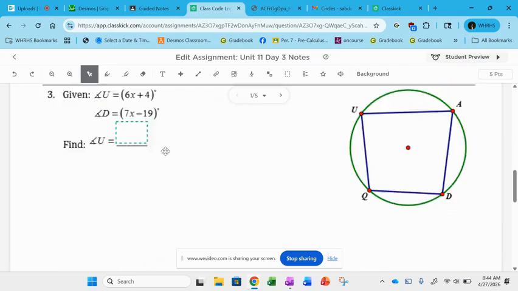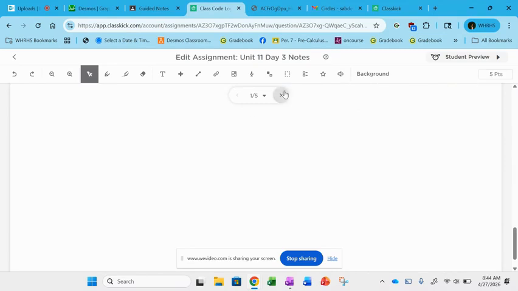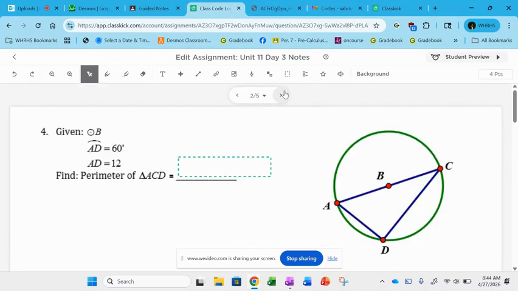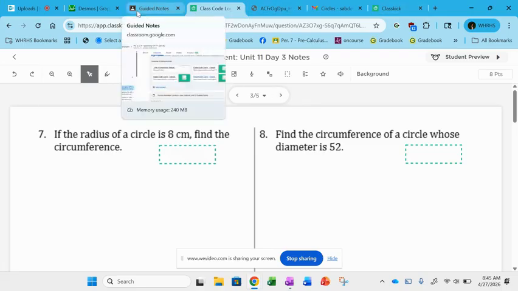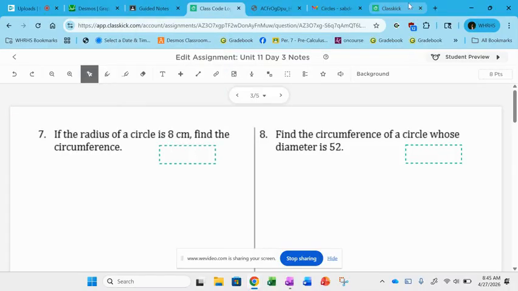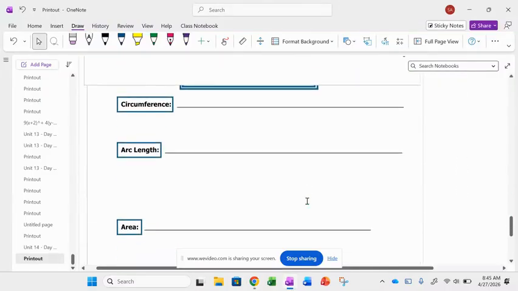Oh, wait, circumference and area also. Hold on, let me see. I think I need to go back to some of the lesson. Yeah, sorry guys. We need to go through that last page. Sorry. Go back to our guided notes. This last page too. Okay.